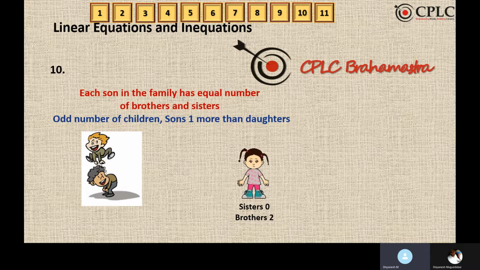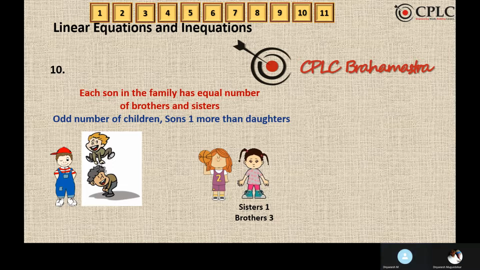Second case, let's add one more girl. We'll have to add one more boy as well. Again, when we compare the original girl, now she has one sister. But how many brothers does she have? She has three brothers. Again, is the number of brothers twice the number of sisters? No. So this also doesn't hold.